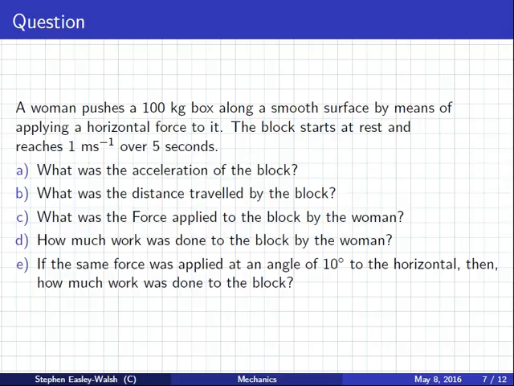Don't smooth surfaces provide friction? No. Like how smooth? In physics, nothing can ever be truly frictionless, but whenever we describe a surface as smooth, it means no friction. Okay, did you write or draw this yet?